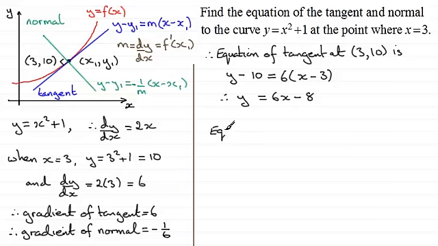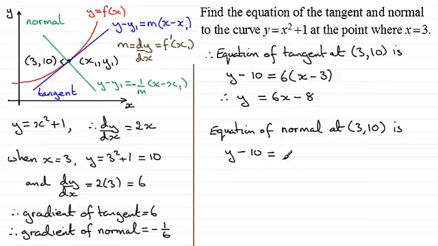So we'll just put a subtitle here again, equation of the normal. And again, I'll just say at what coordinates we're doing that, and that's at (3, 10). And what is it going to be? Well, again, using this form here, it's going to be y minus y1, so it's still 10, equals the gradient, which is now minus 1/6, multiplied by x minus x1, which is the 3.